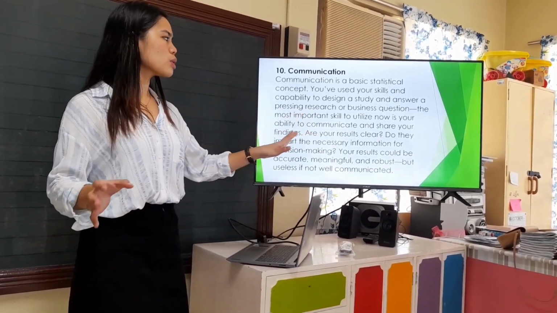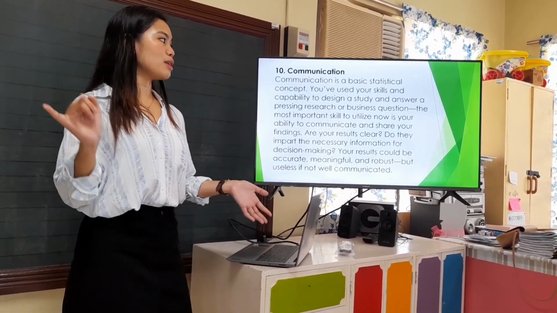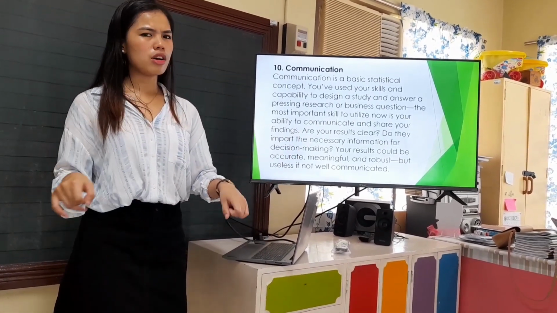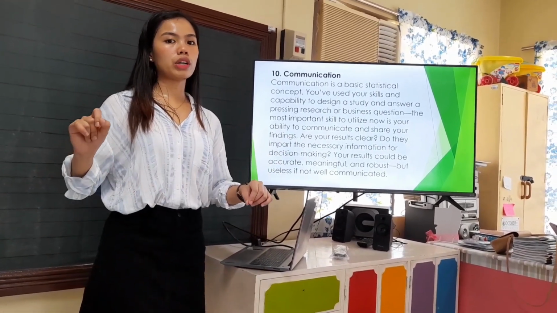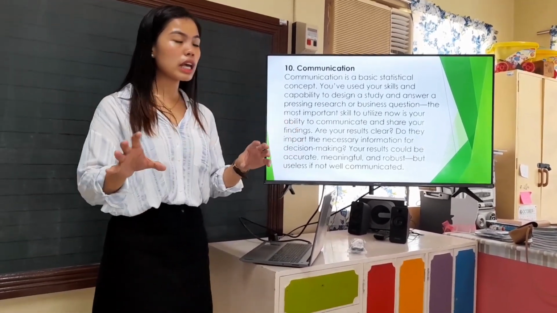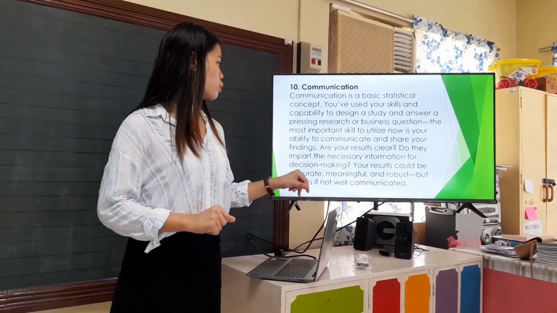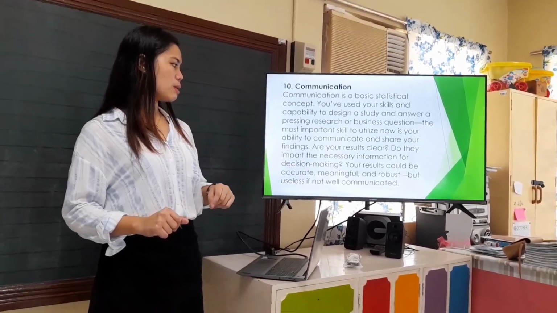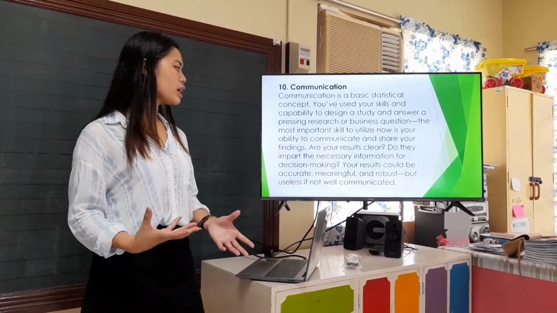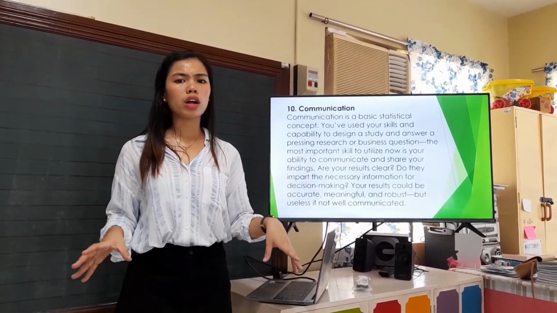So the most important skill to utilize now is your ability to communicate, your ability to share your findings. Are your results clear? Because that's one of the most important things that our researchers should consider. Are your results clear, since you are basing it on a numerical standard? Do they impart the necessary information for decision making? Your results could be accurate, meaningful, and robust, but useless if not well communicated.